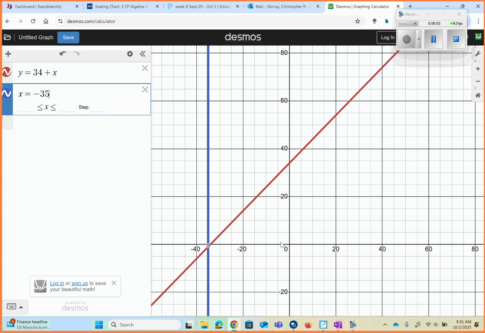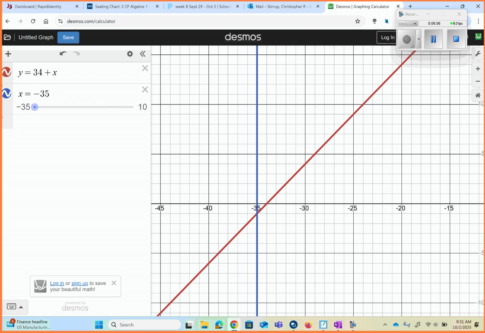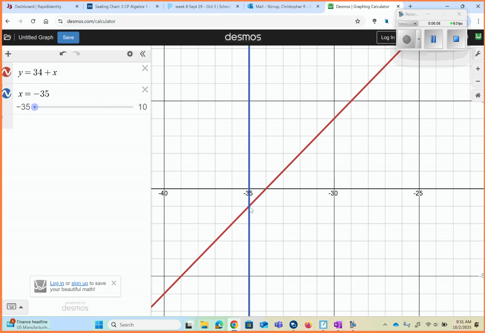Okay. So this is going to become this y value right here. So it's going to come out to -1. So if I directly plug that one in, I got the -1.